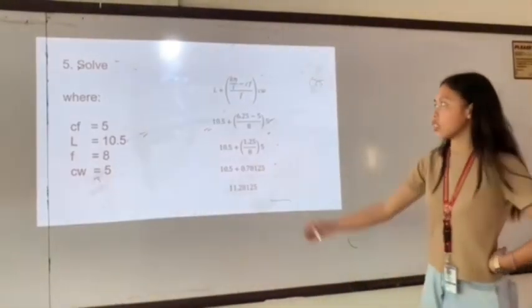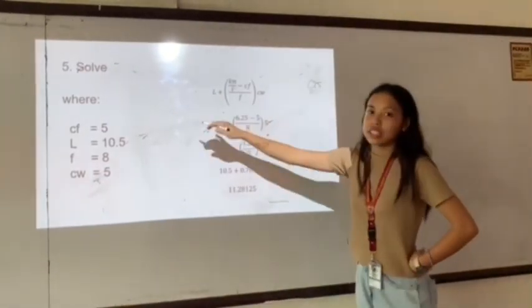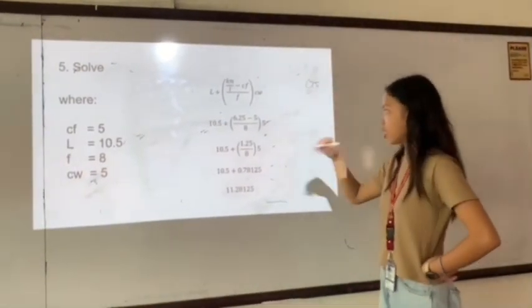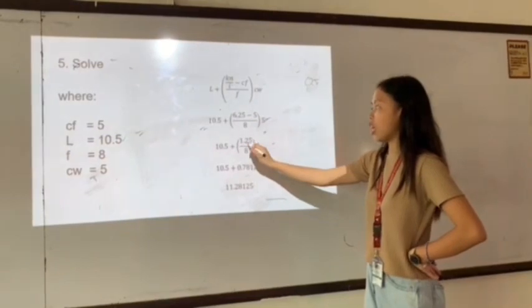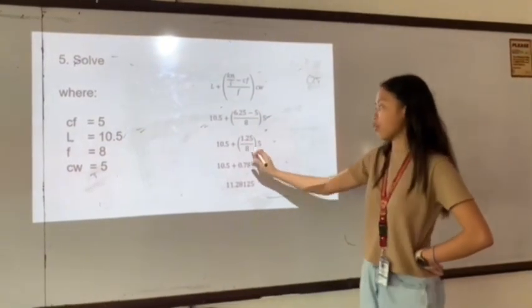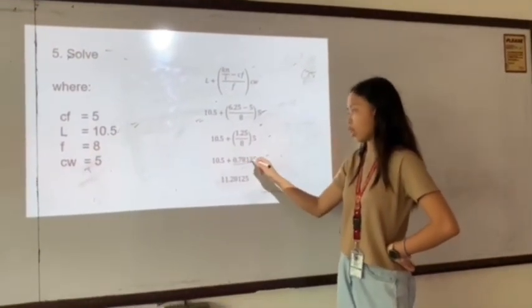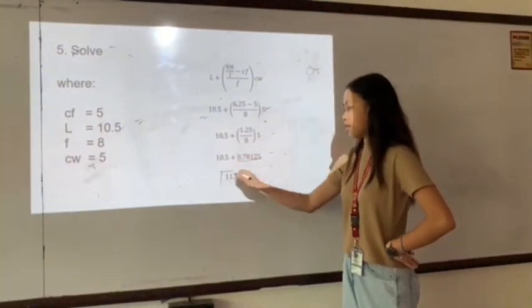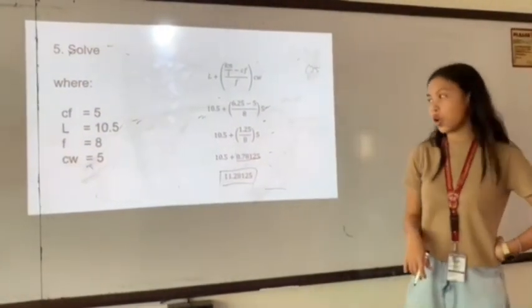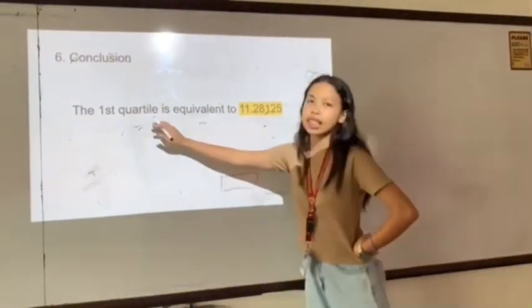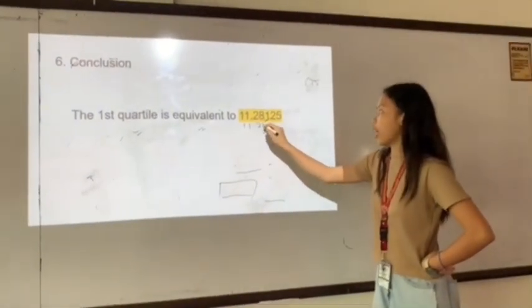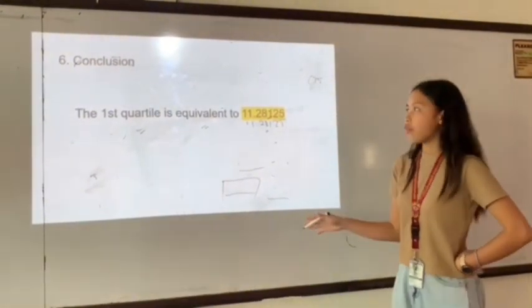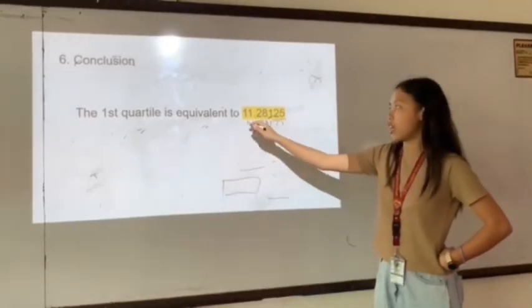Now, we should solve it using the formula. Just put in all the data we have gathered and solve. So 6.25 minus 5 is 1.25, over 8. So 1.25 over 8 times 5 is 0.78125, plus 10.5 gives us 11.28125. So, in conclusion, the first quartile is equivalent to 11.28125. It means that the first quartile of students read 11 books.